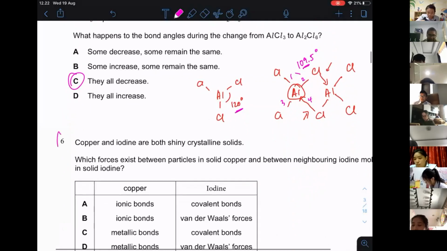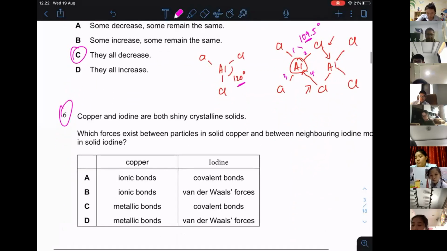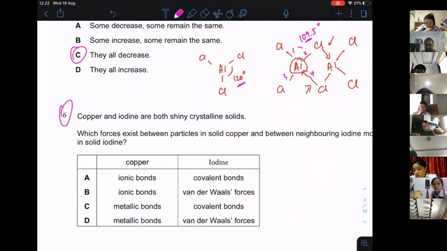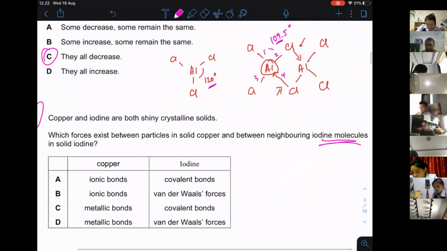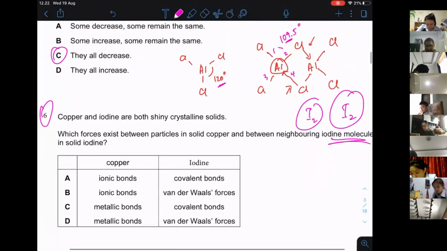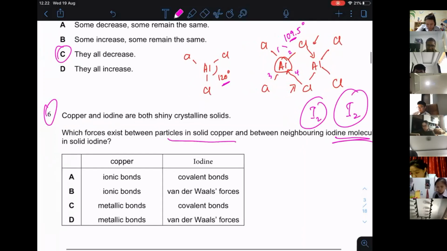Number 6, copper and iodine. Which one of the forces exists between the neighboring iodine molecule, it means I2 and I2, and then particles in solid copper? Particles between solid copper, I think you should know, like atom and atom, metal. So they will actually form metallic bonding.